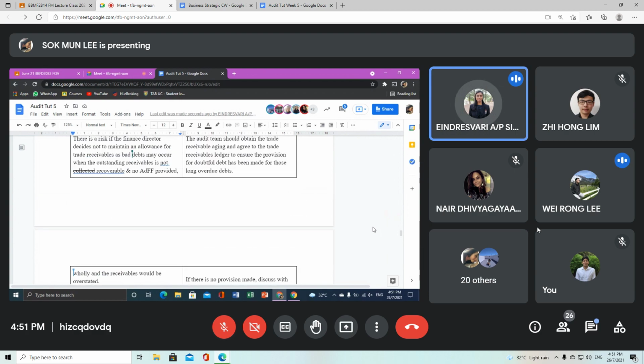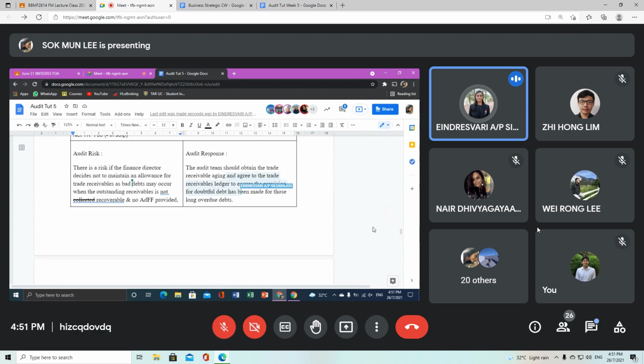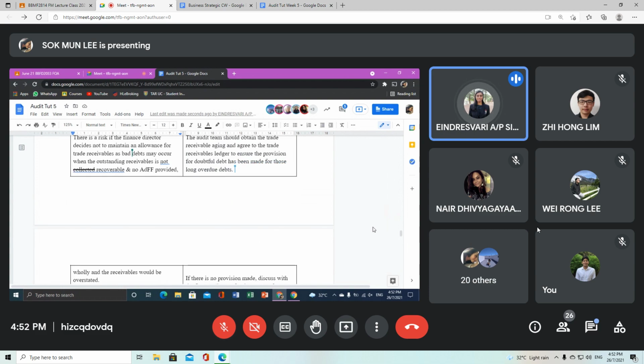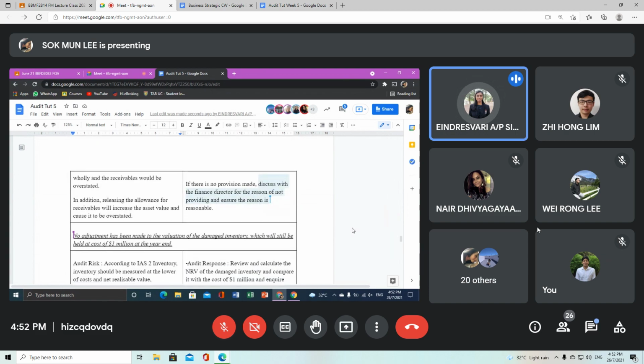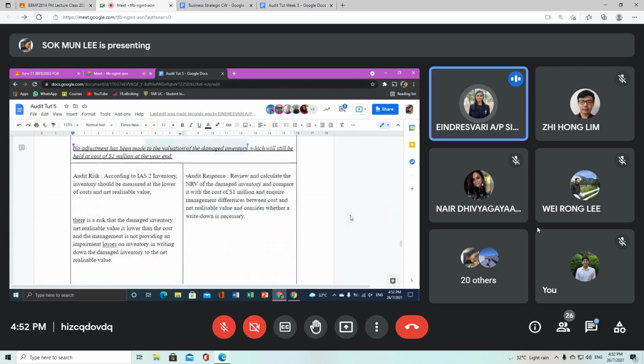And then the response is, how are you going to know receivables overstated or not? You will need to look at the provision or allowance for doubtful debt and see whether it is still relevant or not. So if the customer is owing for a long period of time and no AFDD provided, you ask the accountant, why no AFDD provided? See here, discuss the reason for not providing AFDD. Next, no adjustment being made for the damaged inventory, which is 1 million.